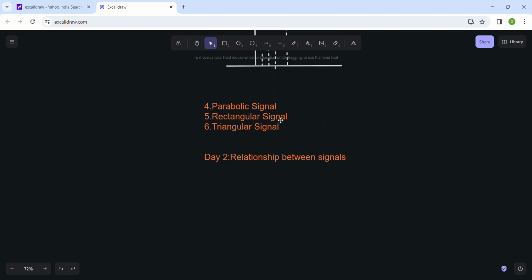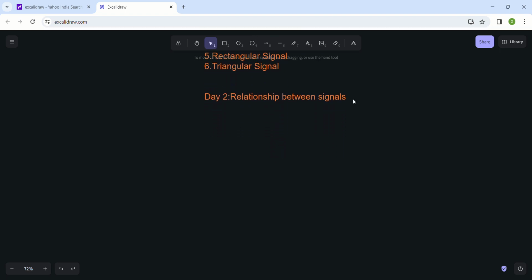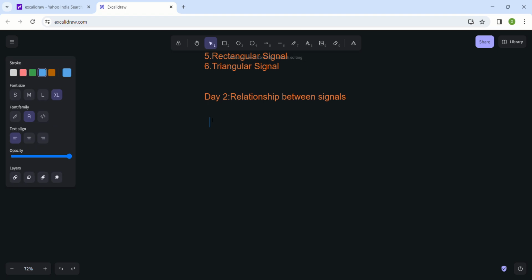Last class we discussed the types of signals. What are the signals we have? Impulse signal, unit step signal, ramp signal, parabolic signal, rectangular signal and triangular signal. Now in this class we will discuss the relationship between signals.